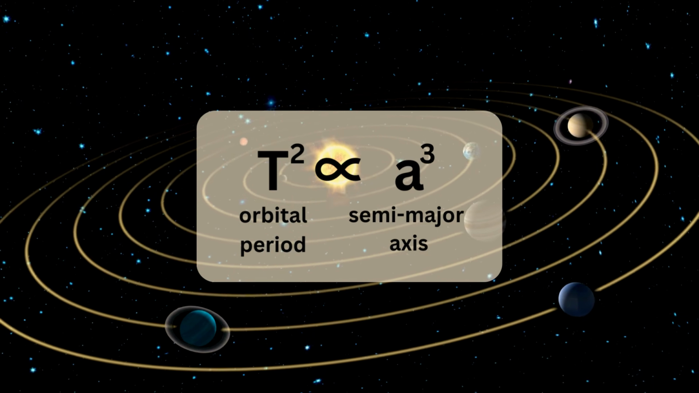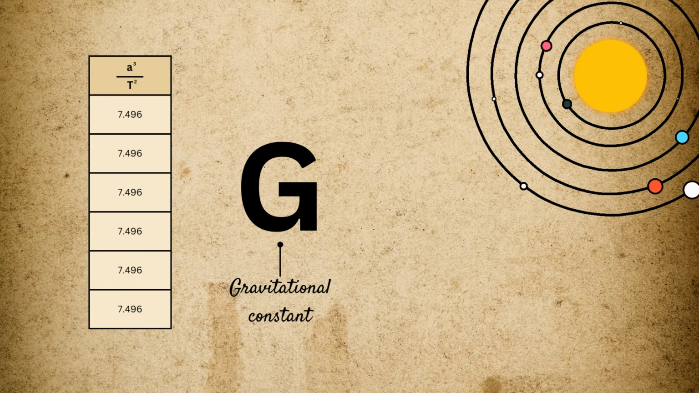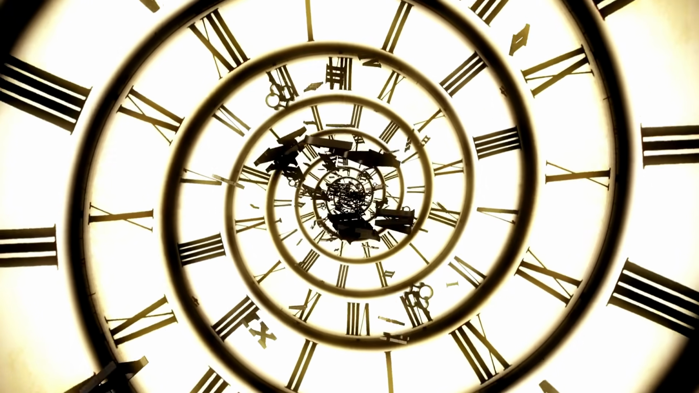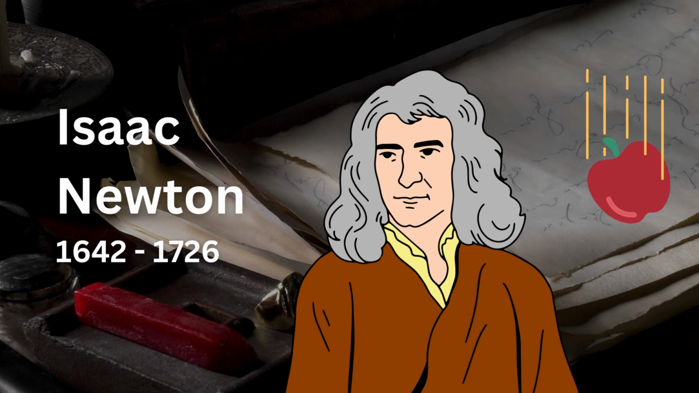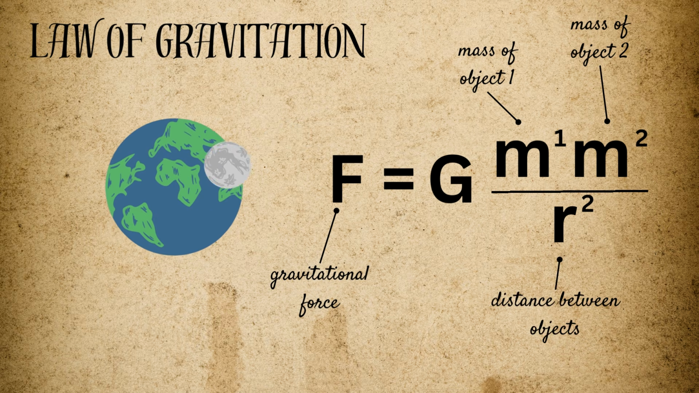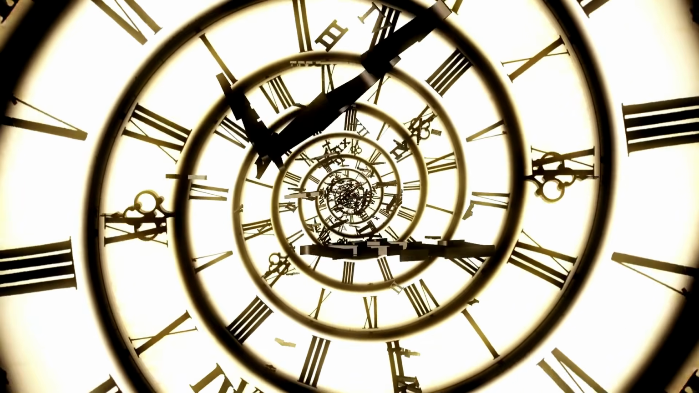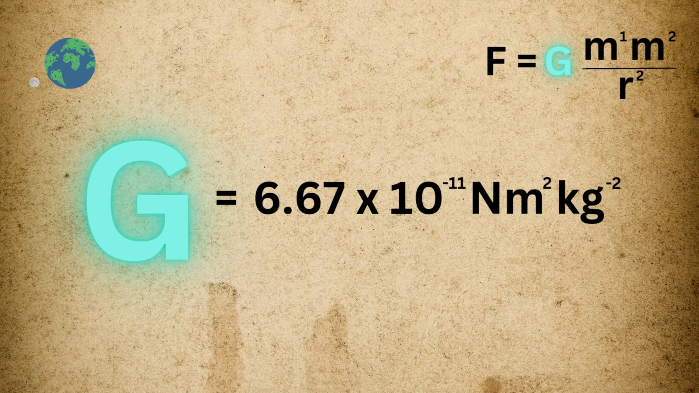Though Kepler did not know it at the time, the constant value he had discovered was dependent on the universal gravitational constant and the mass of the Sun. About 70 years after Kepler published his laws of planetary motion, Isaac Newton published his work on the law of gravitation. Newton showed that the gravitational force between 2 objects was proportional to their masses and the distances between the objects. This law included the universal gravitational constant. About 100 years after Newton's work, Henry Cavendish was the first to accurately measure the value of the gravitational constant.